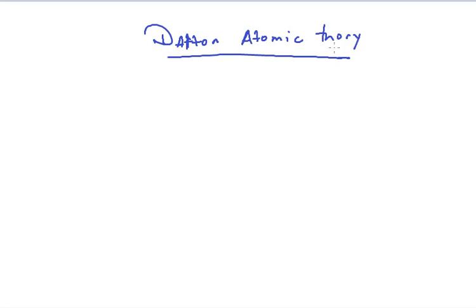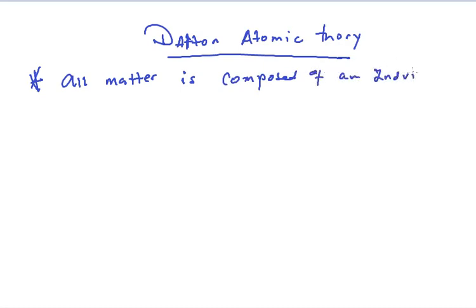His first theory was that all matter is composed of indivisible atoms. Okay, matter is composed of indivisible atoms. An atom is an extremely small particle of matter that retains its identity during any chemical reaction. So that's one of his theories.